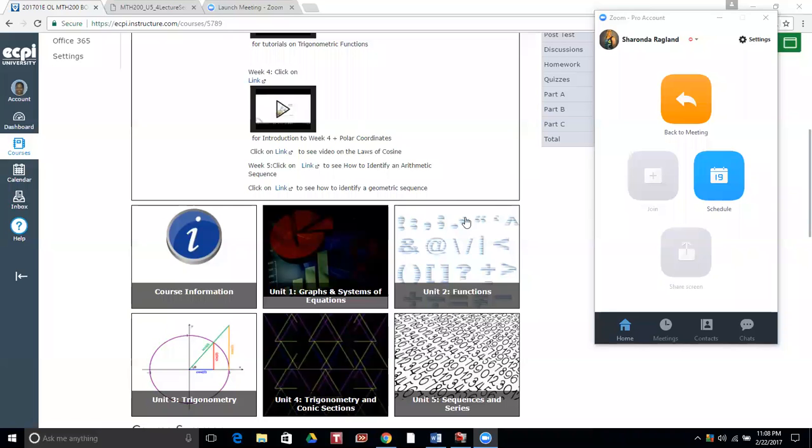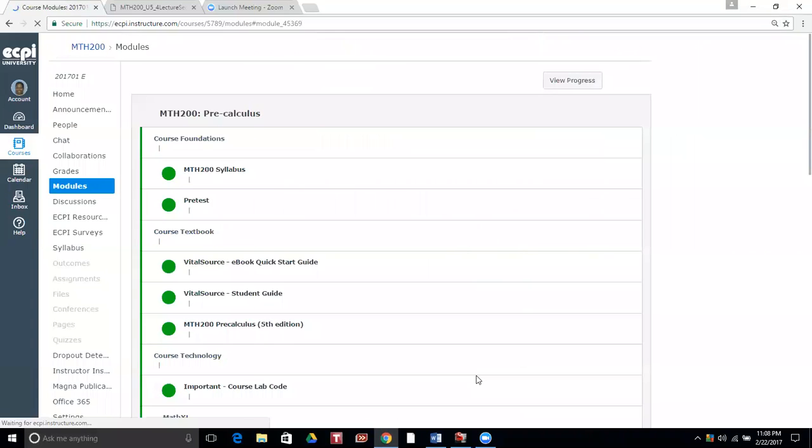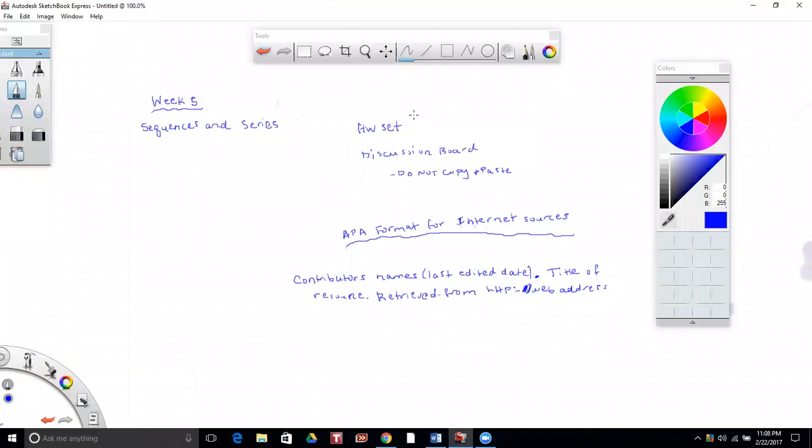Many of you have started with the homework, which is good and seems pretty easy for you. This week we're dealing with sequences and series. So basically, there's one homework set that you need to complete.